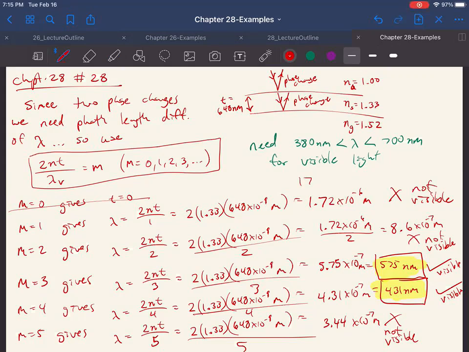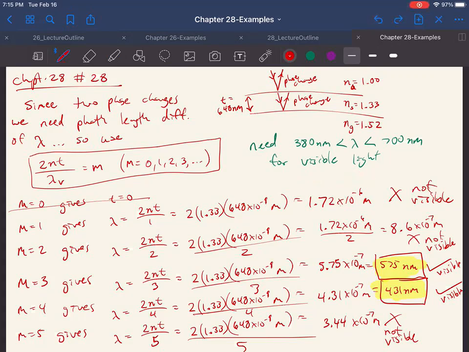So this would be 1720 times 10 to the negative 9 meters. So it's 1,720 nanometers, which means that that is outside our visible spectrum. It's greater than 700 nanometers. So that one's out. It's not visible.